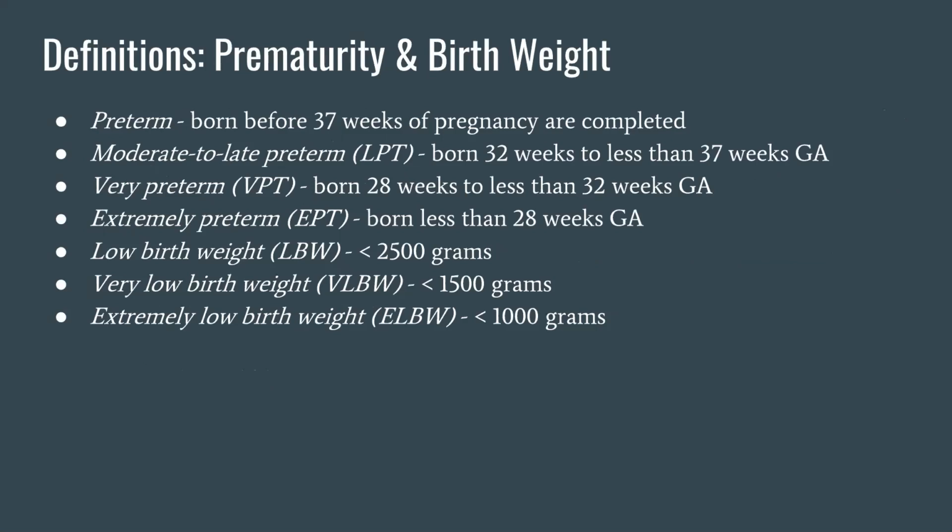In terms of prematurity, that's going to be based on the number of weeks of pregnancy that have been completed. So preterm is before 37 weeks are completed. Moderate to late preterm is 32 to 37. Very preterm is 28 to 32. And extremely preterm is less than 28. They can also be classified by their birth weight. So low birth weight is less than 2,500 grams. Very low birth weight is less than 1,500. And extremely low birth weight is less than 1,000.